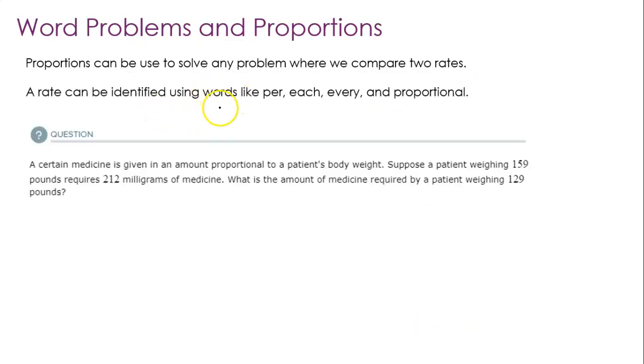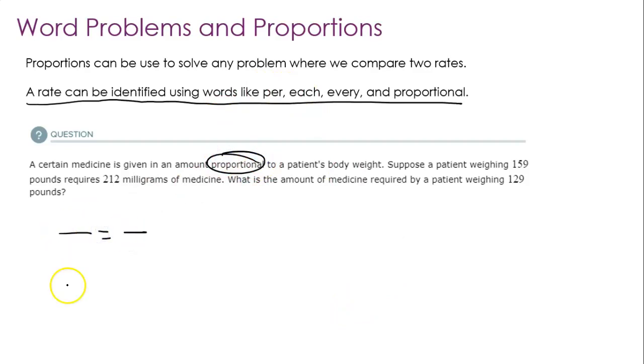All right, you might want to write down some code words. Same topic, you don't need a new topic, but you might want to write down some code words for a rate. The last two problems we worked on actually said rate. This one does not, but I see the word proportional, which tells me, hey, you're probably going to be using a proportion here. It says, suppose a patient weighing 159 pounds, and the abbreviation for pounds is LB, so that's what I'm going to use there.